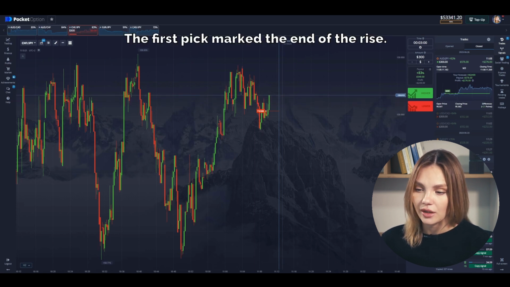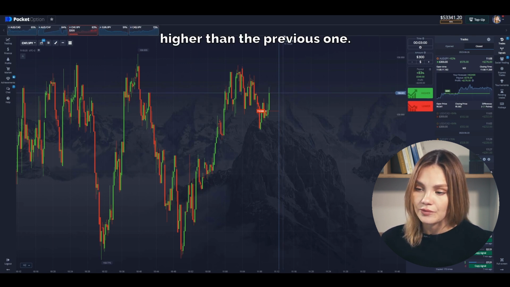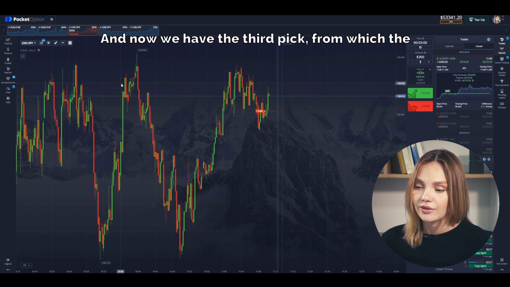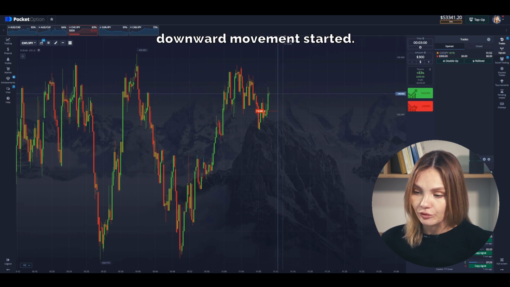The first peak marked the end of the rise. After that, the second peak appeared, a little higher than the previous one. Well, that's the head of our pattern. And now we have this third peak, from which the downward movement started.